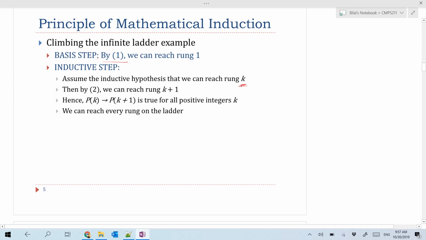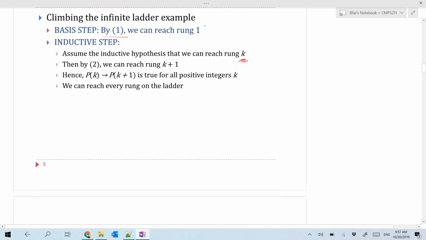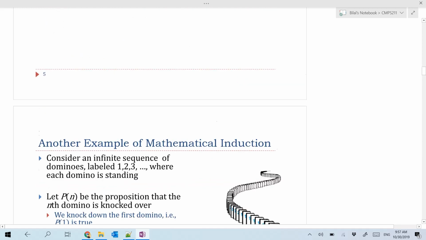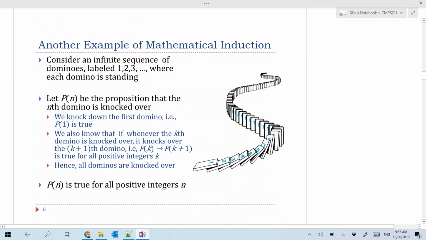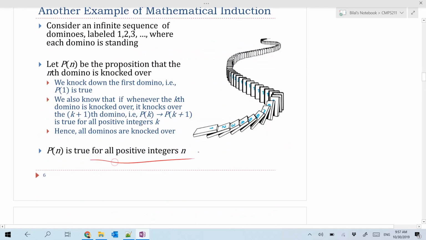Since by considering that k is equal to 1, necessarily the property holds for k plus 1, which is 2. And then we can apply this again and again for 3, 4, 5, 6, and for every integer that is greater than or equal to 1. And we will end up with the property being true for all positive integers n.